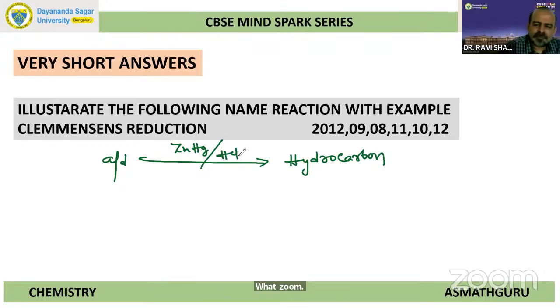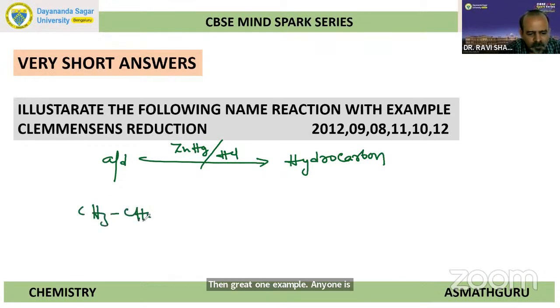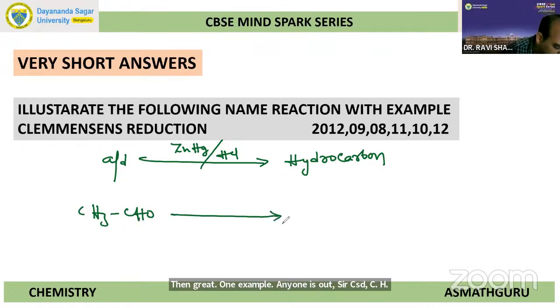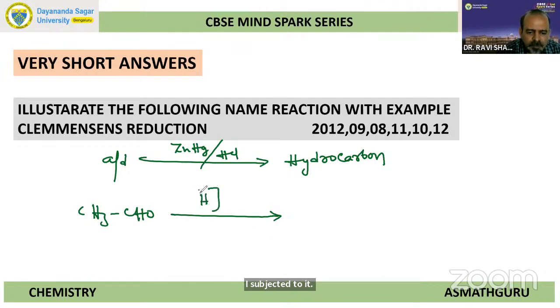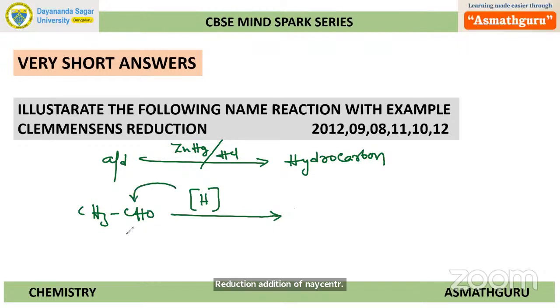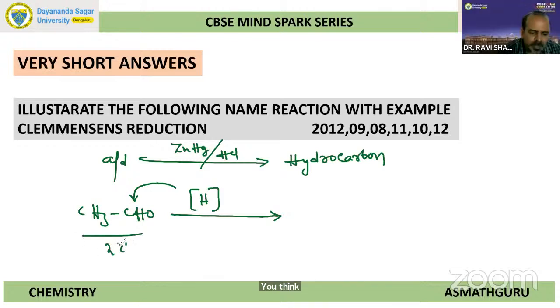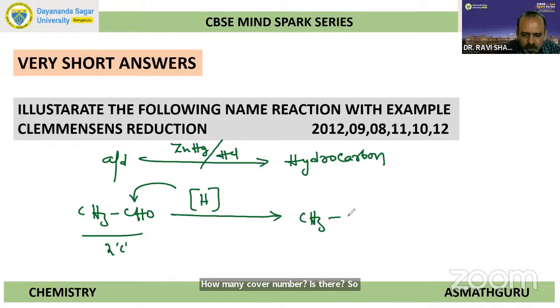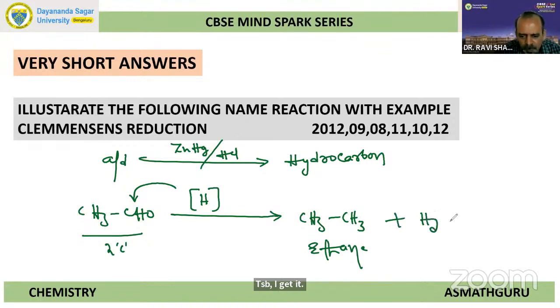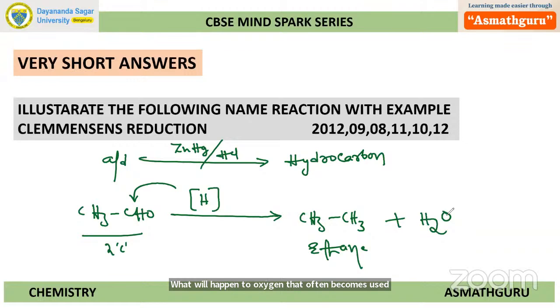Remember it like this, then write one example. Any one example. Sir, CH3CHO is subjected to reduction. What reduction? Addition of nascent hydrogen. And what do you get? This hydrogen is added to this one, sir. Ethane. How many carbons are there? Two carbons, so I get a hydrocarbon having two carbons, CH3 plus CH3, ethane. What will happen to oxygen? Oxygen becomes H2O. Yes.